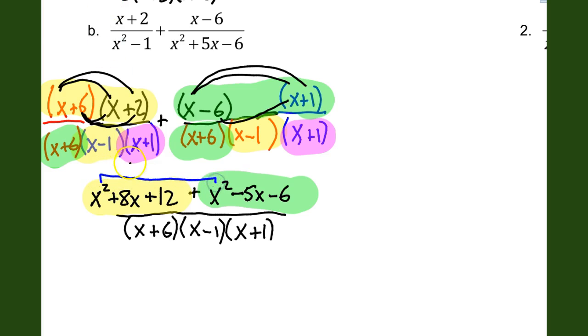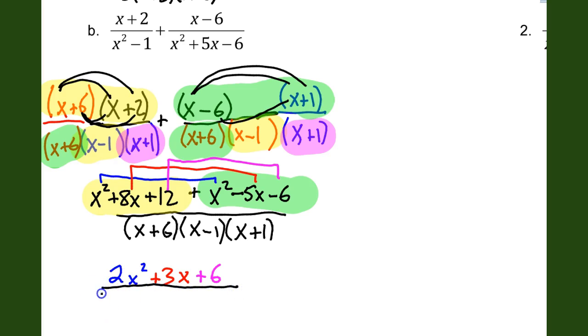And now we can just go ahead and combine everything that does combine. So the x squareds combine, 8x minus 5x, and then the 12 minus 6. So x squared plus x squared, how many x squareds do you have? 2x squared. 8x minus 5x. And 12 minus 6. There we go. And then see if that top factors.